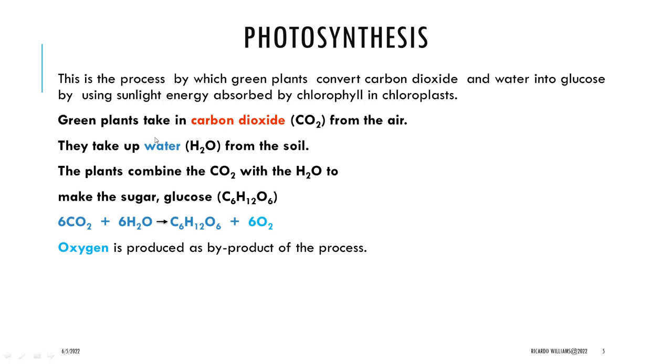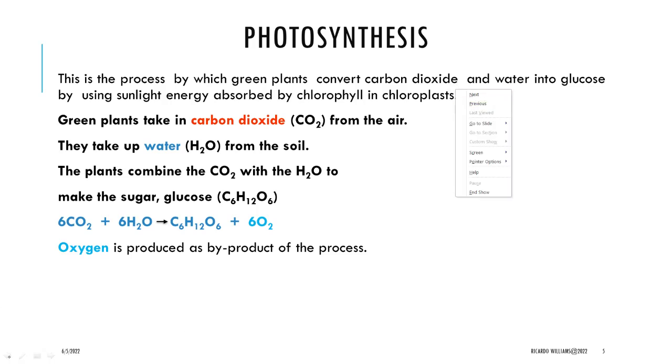Okay, so now we're going to look at photosynthesis in detail. This process is the process by which green plants convert carbon dioxide and water into glucose using sunlight energy absorbed by chlorophyll in chloroplast. As I was saying in recording number one, you need to remember certain fundamental differences between a plant cell and animal cell. One of those fundamental differences is the chloroplast.